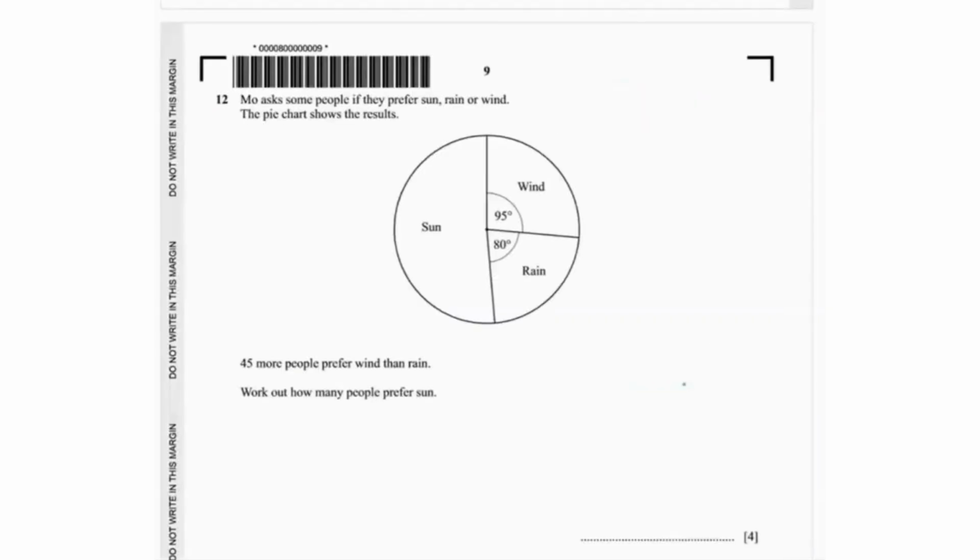Question 12 says, Mo asked some people if they prefer sun, rain, or wind. The pie chart shows the results. 45 more people prefer wind than rain. Work out how many people prefer sun. So first, let's begin with finding the angle for sun. For sun, it's going to be 360 minus 80 minus 95, which is going to give us 185 degrees.